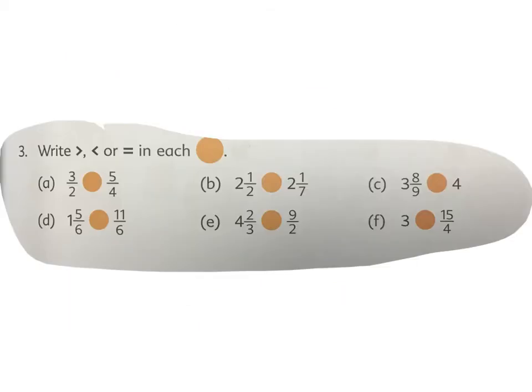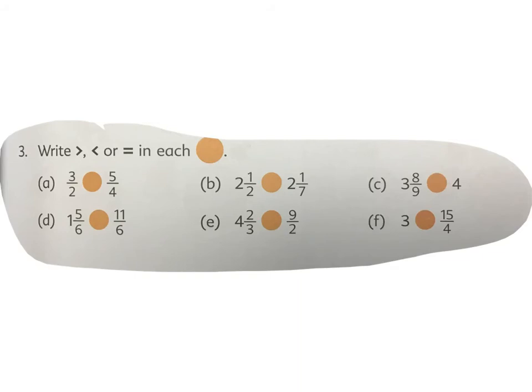Next in your tasks, I want you to attempt number 3 by writing greater than, less than, or equal in each of the circles. So write down 3A, B, C, D, E, and F. Pause the video and see if you can figure out which fraction is bigger, smaller, or are they equal. Hint, you're going to need to change the denominators to be the same or change the improper fractions to a mixed number. Good luck.